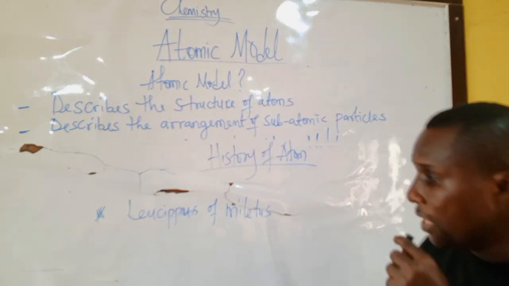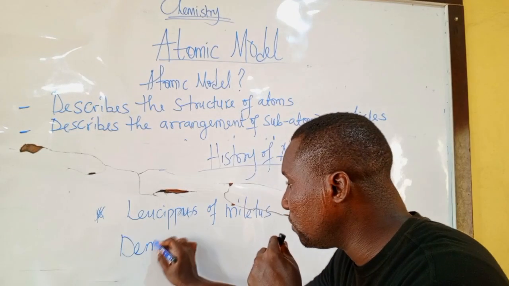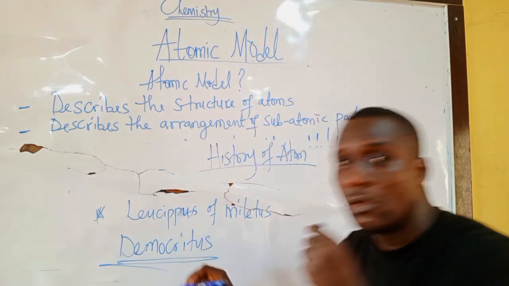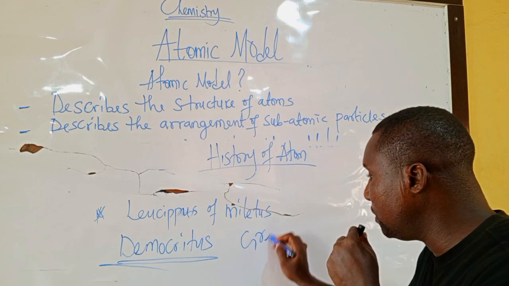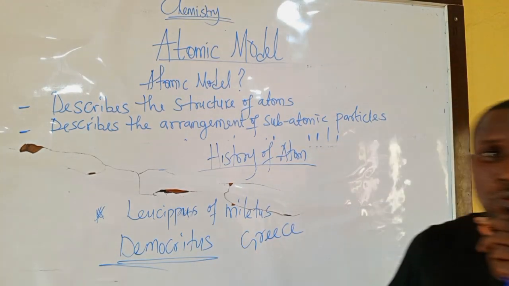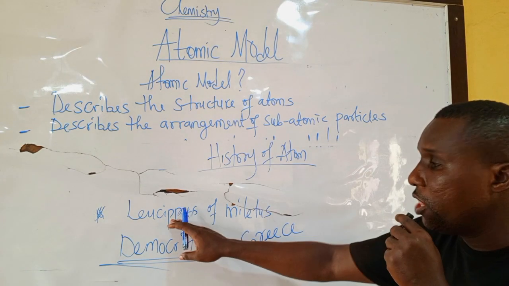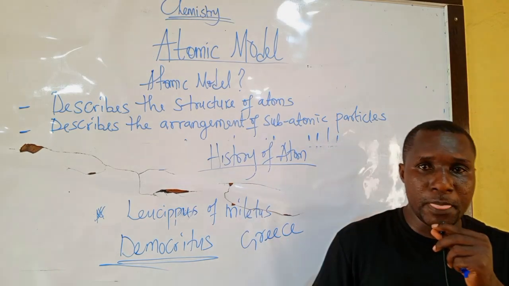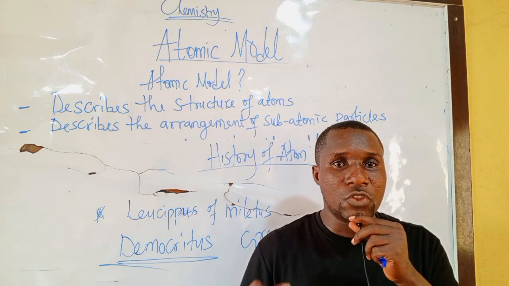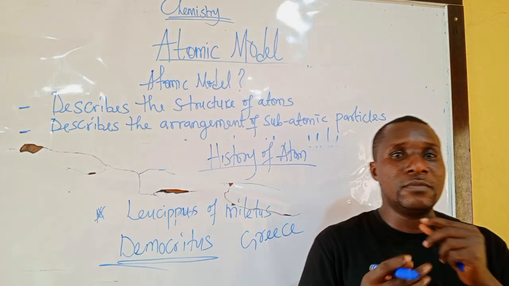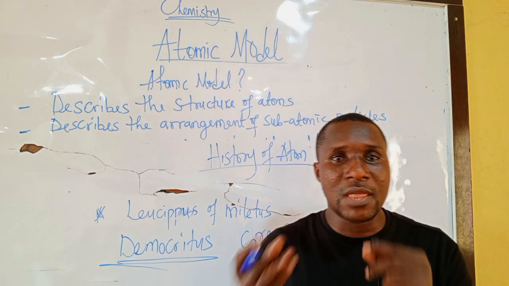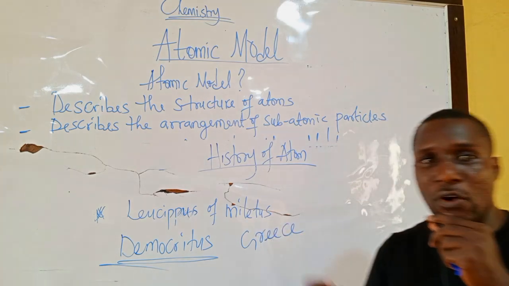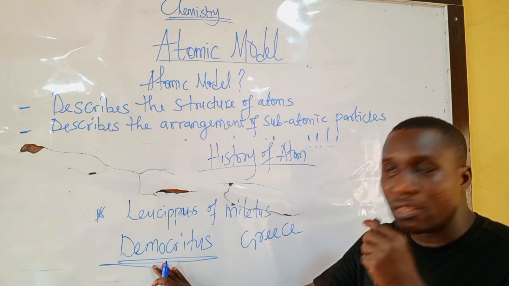That was why he is called Leucippus of Mystos. Then Democritus came from Greece. Democritus was a disciple of Leucippus. Democritus gave the first atomic model. The atoms are made up of tiny, indivisible particles. The first man that gave atomic model was Democritus.